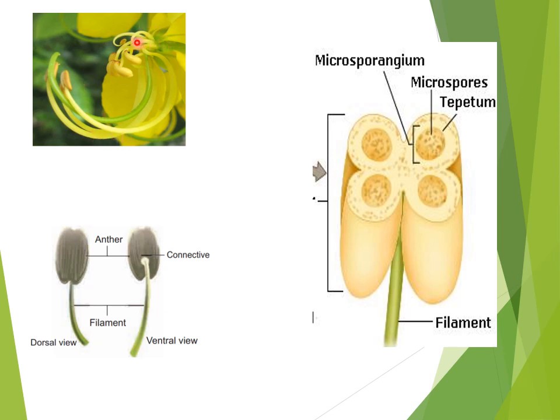This is TS of anther. TS of anther is a bilobed structure and contains sac-like structures. This sac-like structure is known as the microsporangium. Microsporangium contains the microspores. Microspores are known as pollen grains. The microsporangium is surrounded by a layer which is known as tapetum.